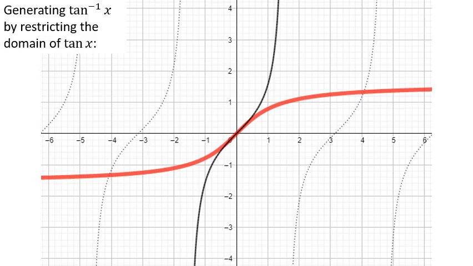Tan is probably the strangest one. One of the nice things about tan is that you can do inverse tan of any number you like.